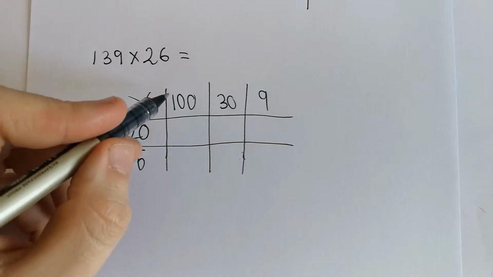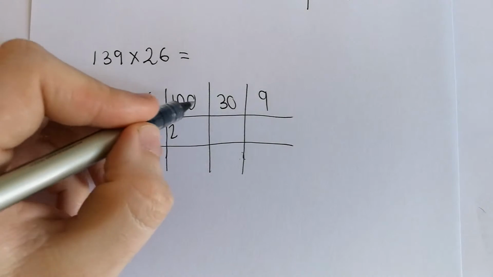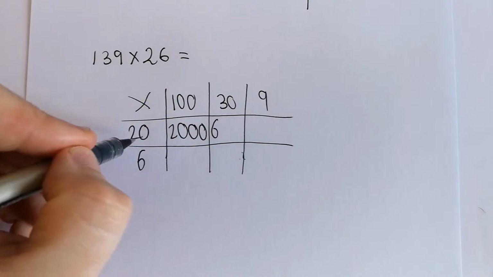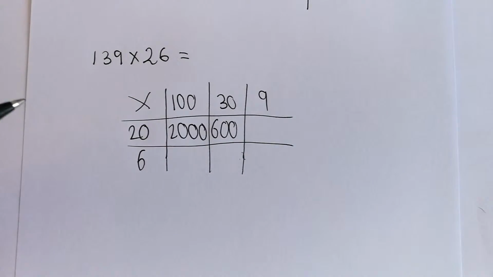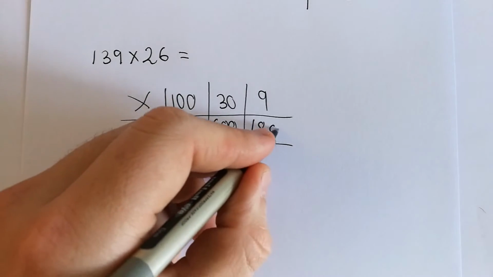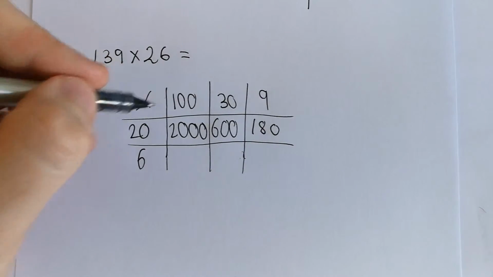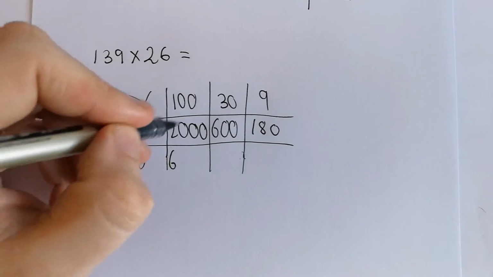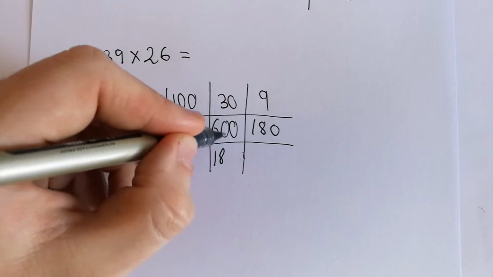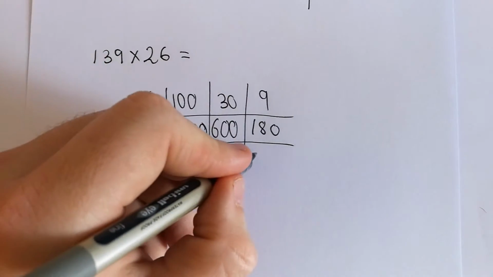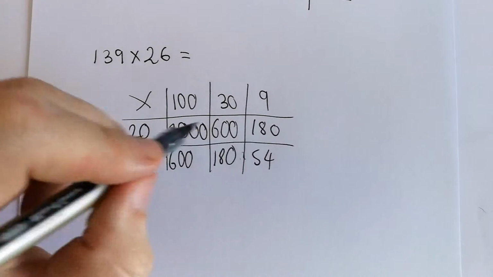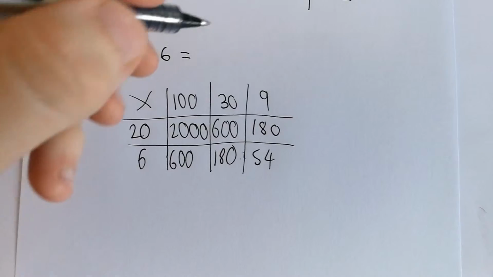And then all we do is our 2 times 1 is 2. And we've got 1, 2, 3 zeros to put on. Got 2 times 3 is 6, and we've got 2 zeros to put on. 2 times 9 is 18, with an extra 0 to put on. 1 times 6 is 6, with 2 zeros. 6 times 3 is 18, with a 0, and 6 times 9 is 54. We then, like the last one, have to just add up our numbers. So we add up these 6 numbers now.